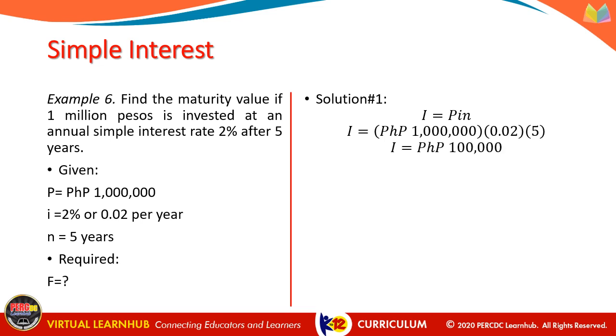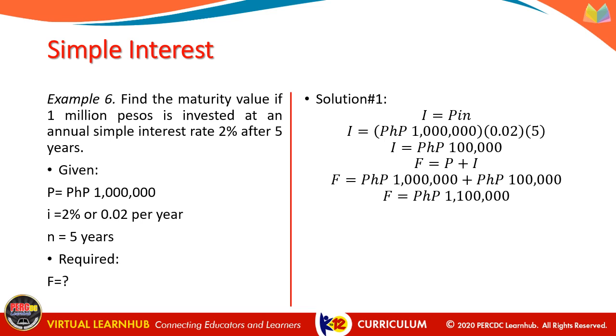The investment will earn 100,000 pesos after 5 years. And to compute for the future value, we know that future value is equal to the principal or present value plus the earned interest. And that is 1 million pesos plus 100,000. The maturity value or future value is 1,100,000 pesos. Okay? That's just one way to solve example number 6. We can also use direct substitution to our formula.